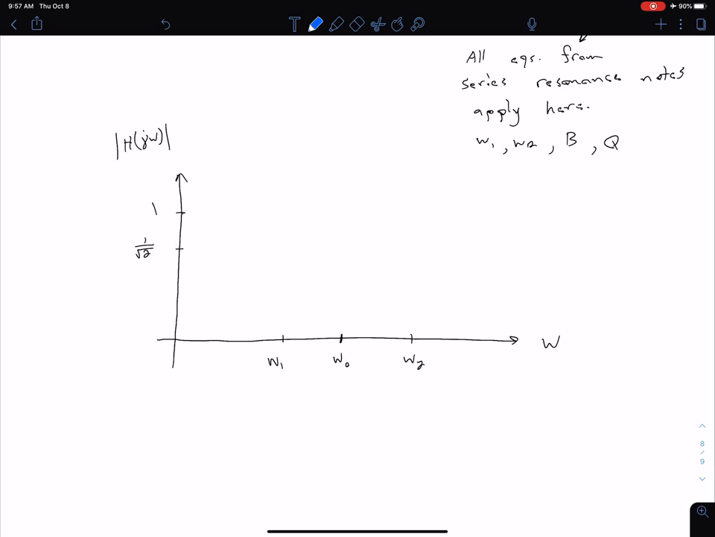Let's start with our ideal case. For our ideal, we said it's 0 until we get to omega 1. At that point, we jump up to 1 and we stay at 1 until we get to omega 2, and then we come back down to 0. So this would be for our ideal case.